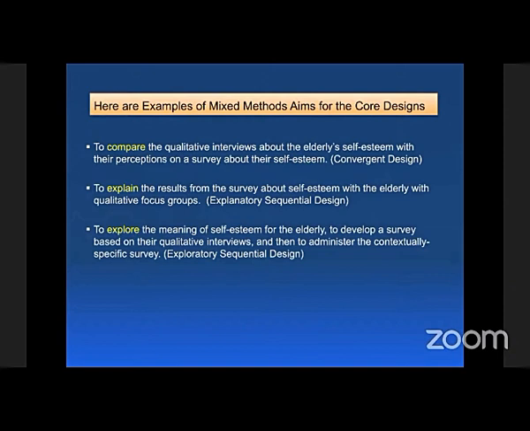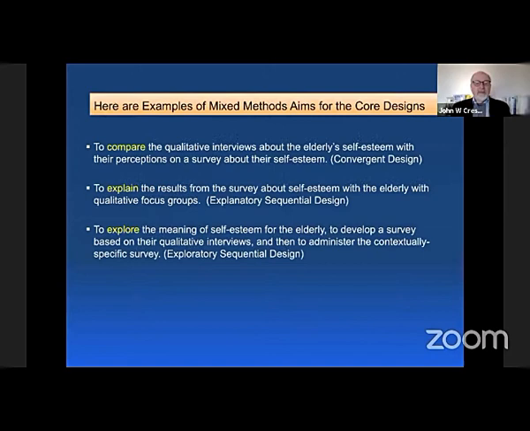So here are some examples of mixed methods aims that could be used in a study for the core designs. In a convergent design, we're going to compare the qualitative interviews, and I use an example here of elderly self-esteem, the interviews with the survey about their self-esteem. We're going to compare those two results. That's a mixed methods aim for a convergent design. In the explanatory sequential design, we're going to explain the quantitative results about self-esteem with qualitative focus groups. And then in exploratory, we're going to explore self-esteem for the elderly. In other words, to understand their viewpoint. Then we're going to develop a survey based on their interviews and then administer the context-specific survey instrument. So there we have three aims.